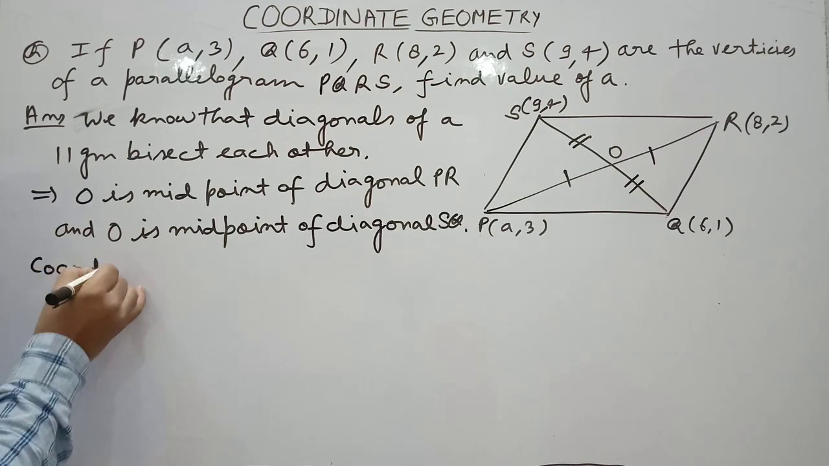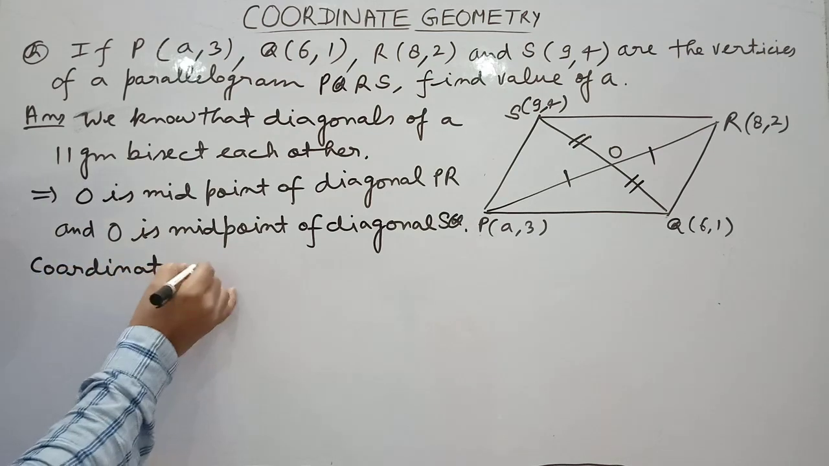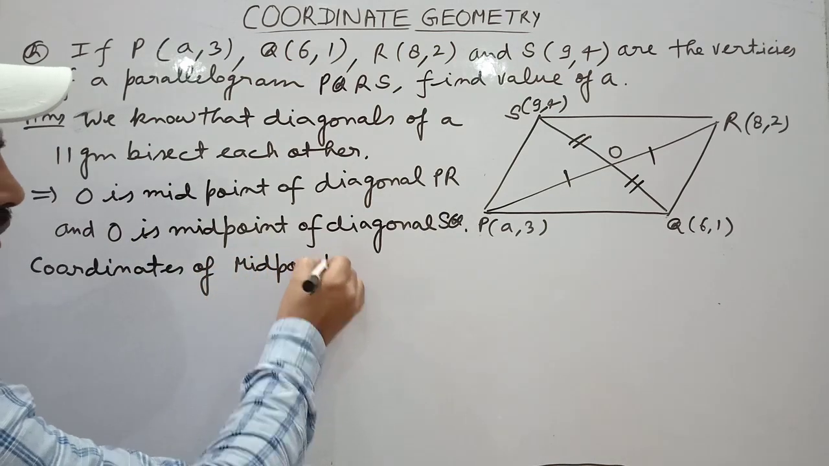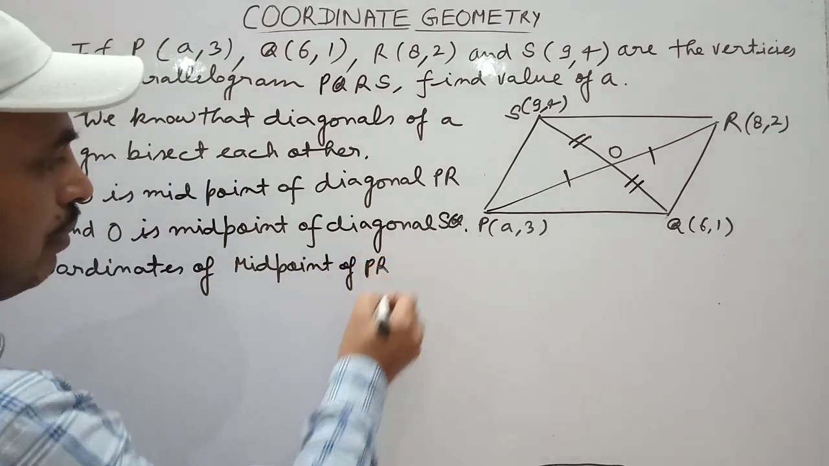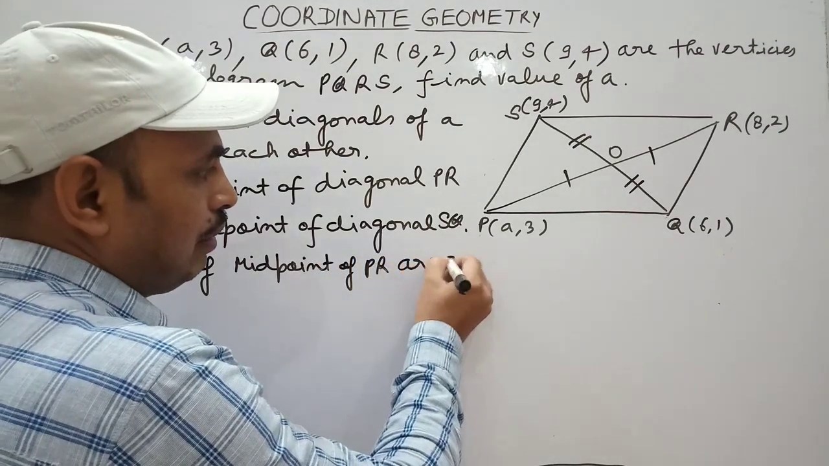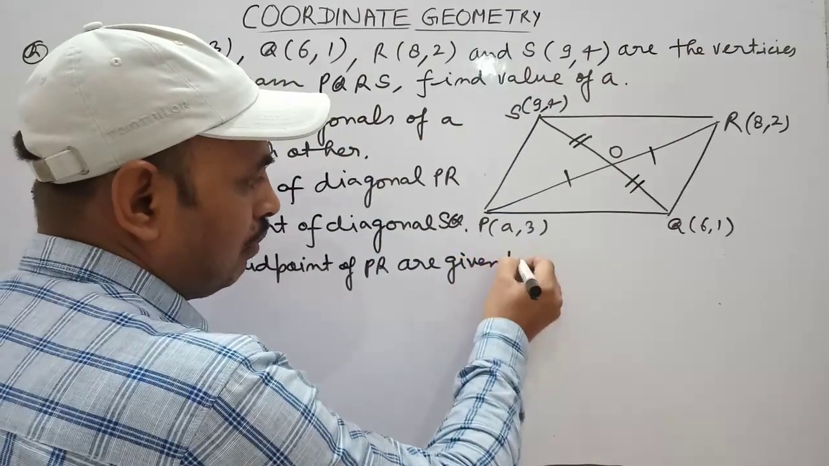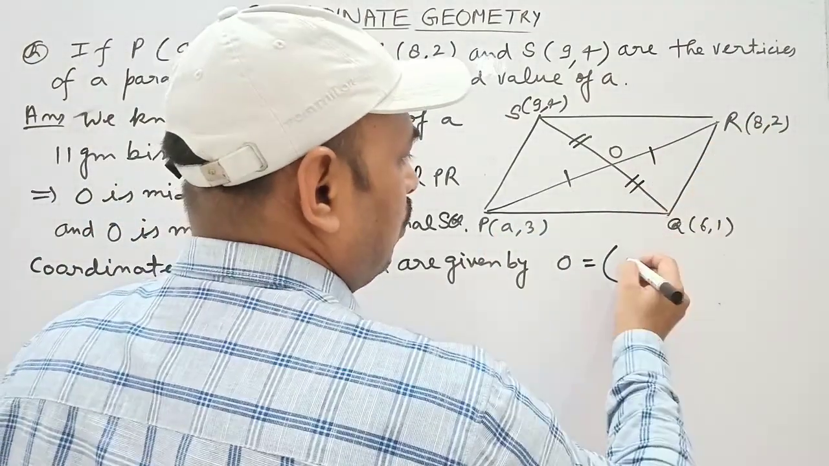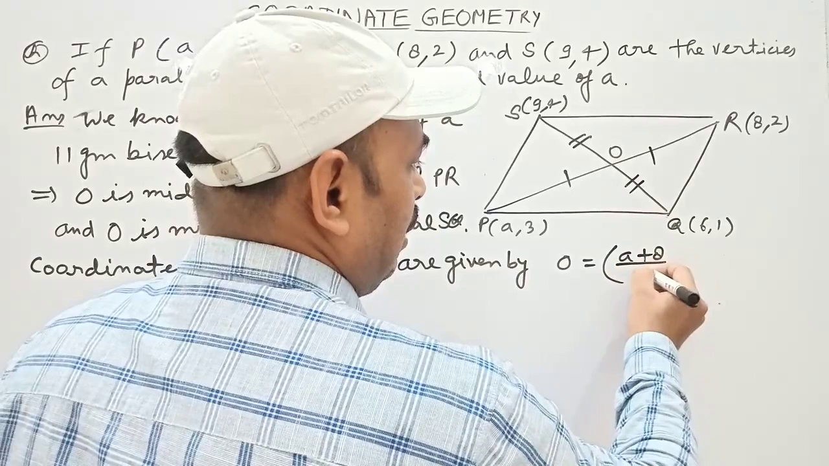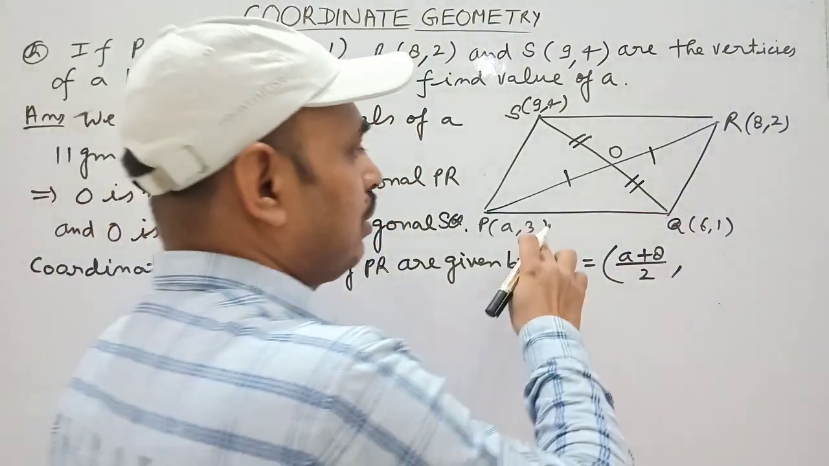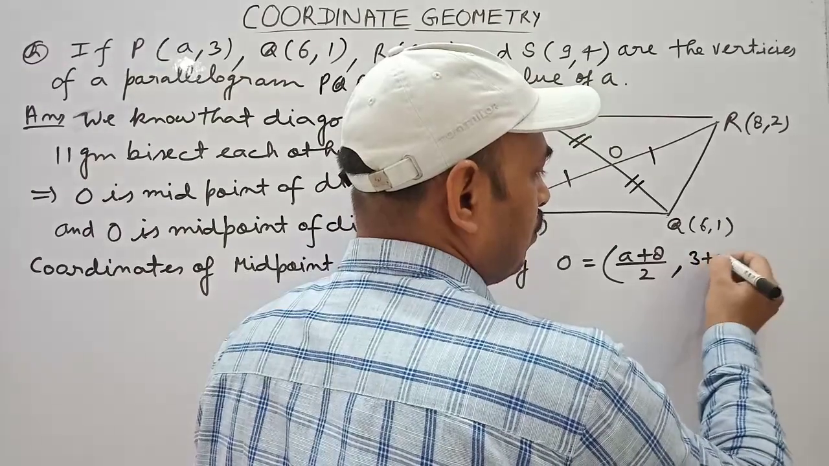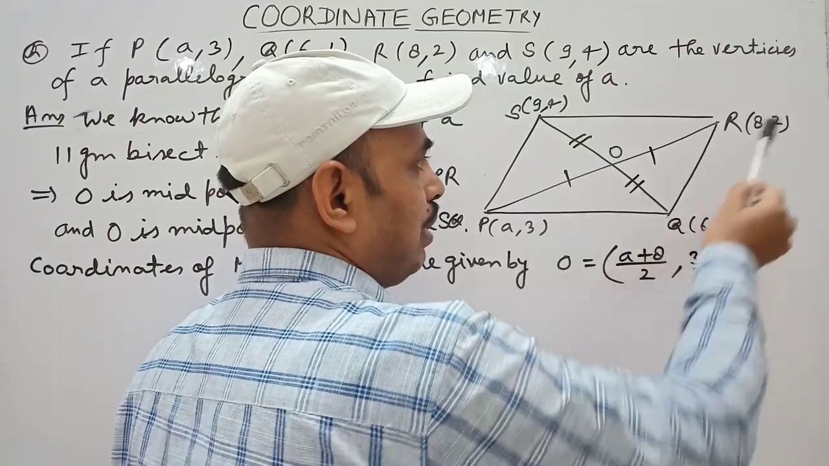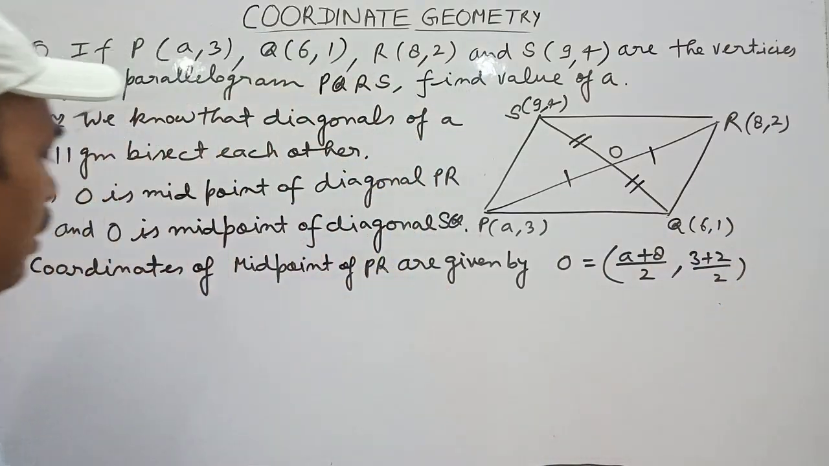तो मिड पॉइंट ऑफ PR. Coordinates of midpoint of PR are given by O equal to ((a plus 8)/2, (3 plus 2)/2), that is (x1 plus x2)/2, (y1 plus y2)/2.